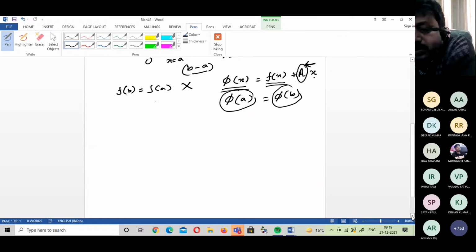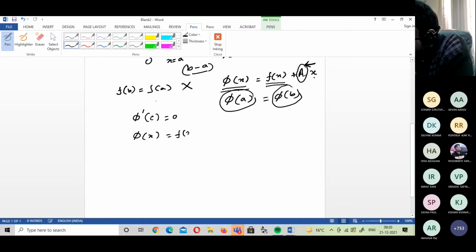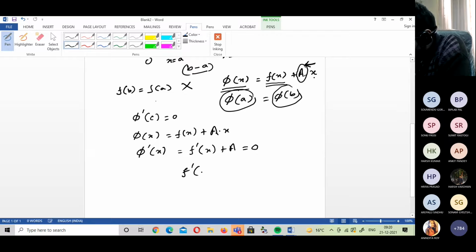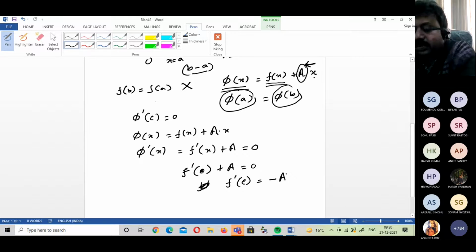Now as phi(x) satisfies all the conditions of Rolle's theorem, you can easily write that there must be a point c within the interval so that phi dash c equals 0. Already you have assumed that phi(x) is f(x) plus A times x. So phi dash x equals f dash x plus A, as the derivative of a constant times x is only A. This equals 0 at the point c. So f dash c plus A equals 0, so f dash c equals minus A. This is proved.